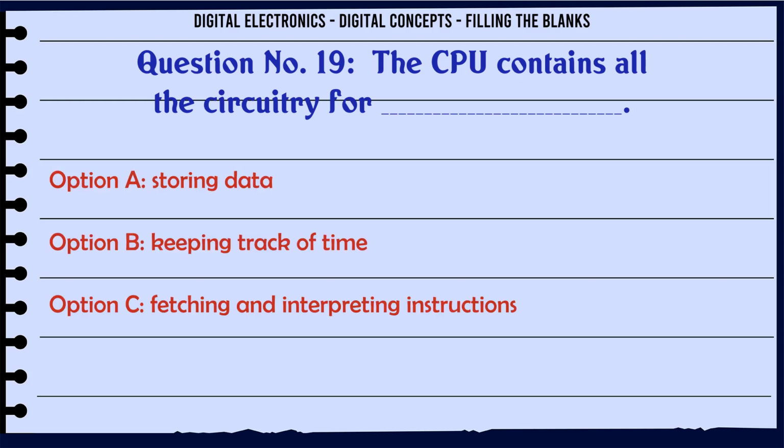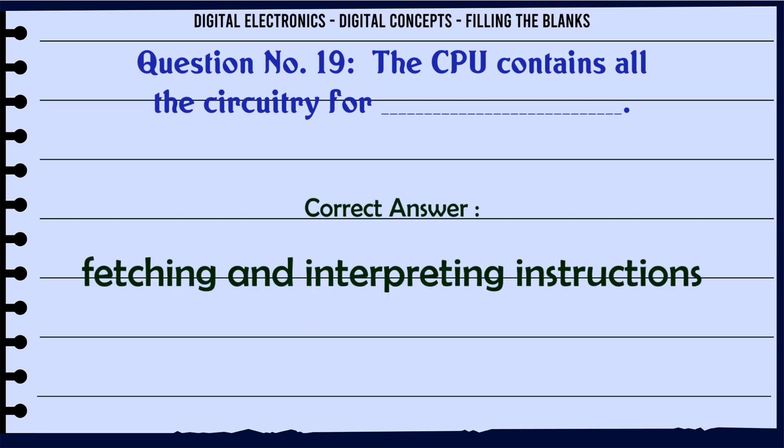The CPU contains all the circuitry for A. Storing data. B. Keeping track of time. C. Fetching and interpreting instructions. D. Internet operations. The correct answer is fetching and interpreting instructions.